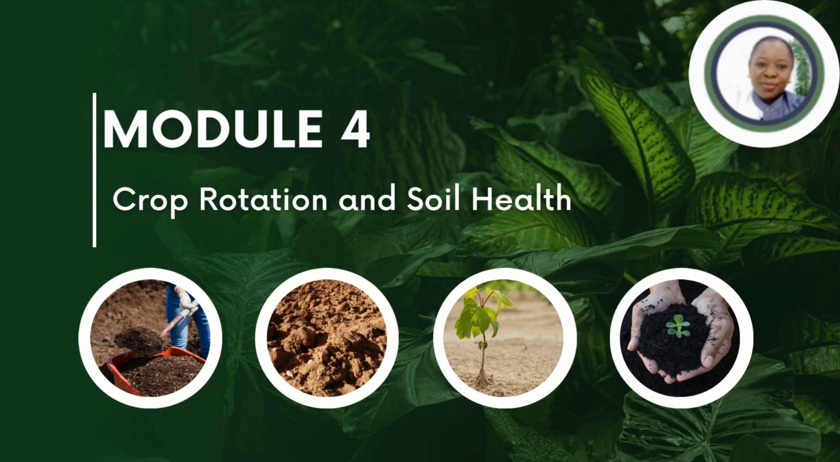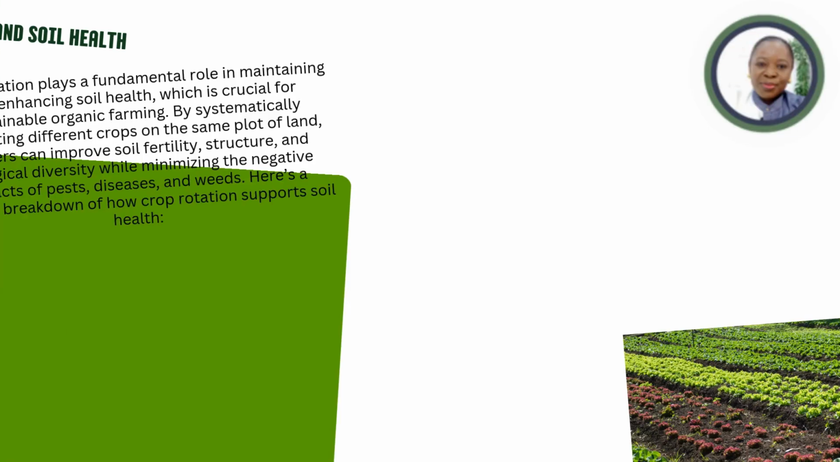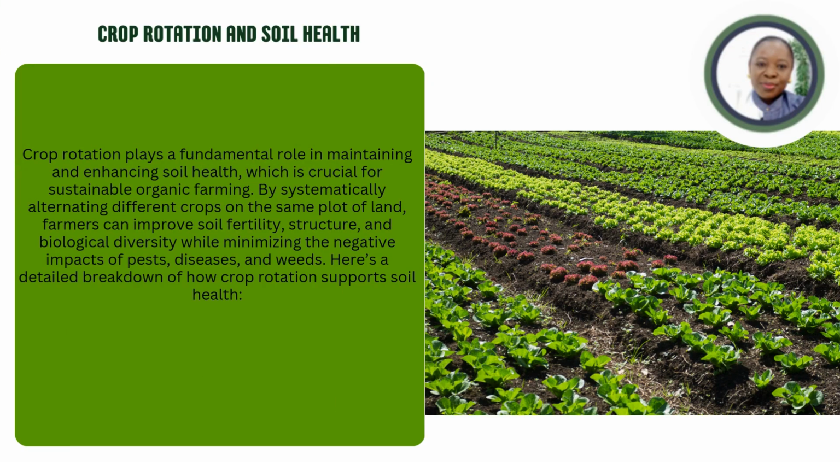Module 4. Crop rotation and soil health. Crop rotation plays a fundamental role in maintaining and enhancing soil health, which is crucial for sustainable organic farming. By systematically alternating different crops on the same plot of land, farmers can improve soil fertility, structure, and biological diversity while minimizing the negative impacts of pests, diseases, and weeds.